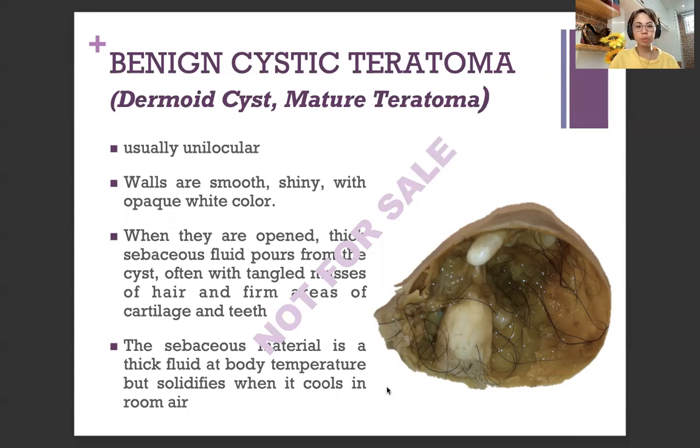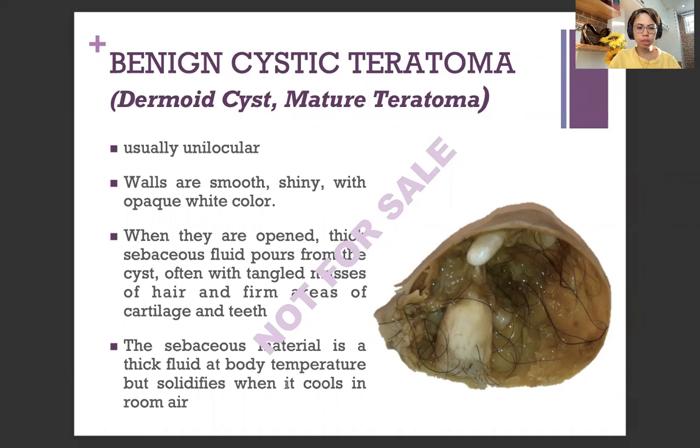Walls are smooth, shiny with opaque white color. When opened, since it comes from the 3 germ layers, of course we can get representatives from each germ layer. But if it's a majority of the epidermis, so we call it microscopically, we appreciate more skin, all from epidermal layer. So we call it, the diagnosis is dermoid cyst. But you can just call it benign cystic teratoma, mature teratoma.